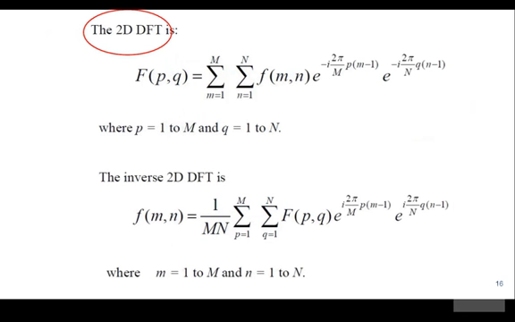So we can extend this to 2 dimensions. We're just going to repeat it over. This is applicable for imaging. And again, there's an inverse to the fast Fourier transform as well. So this is the discrete Fourier transform.